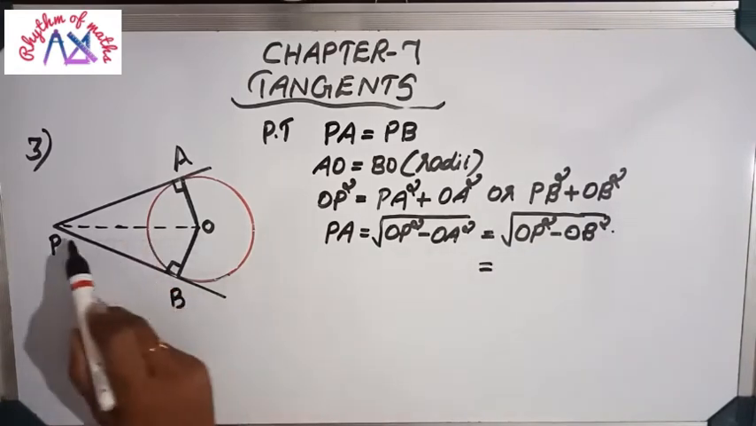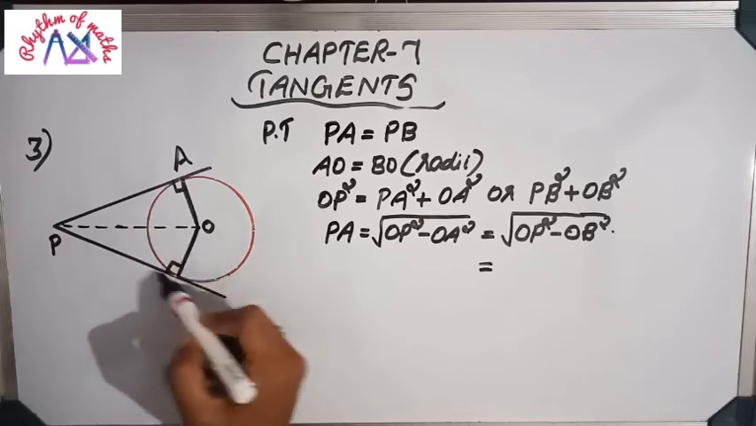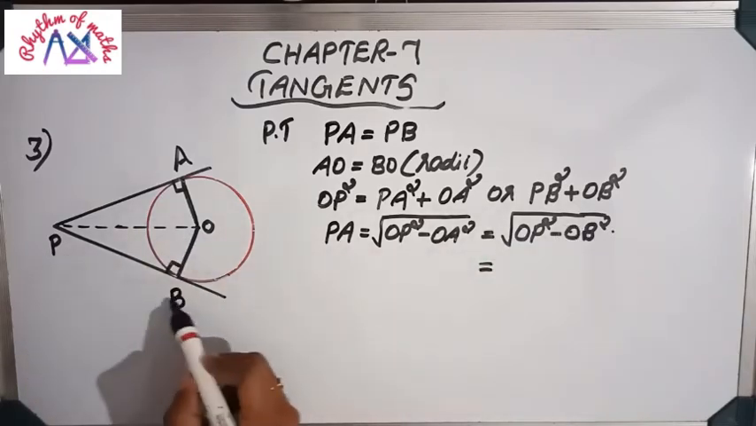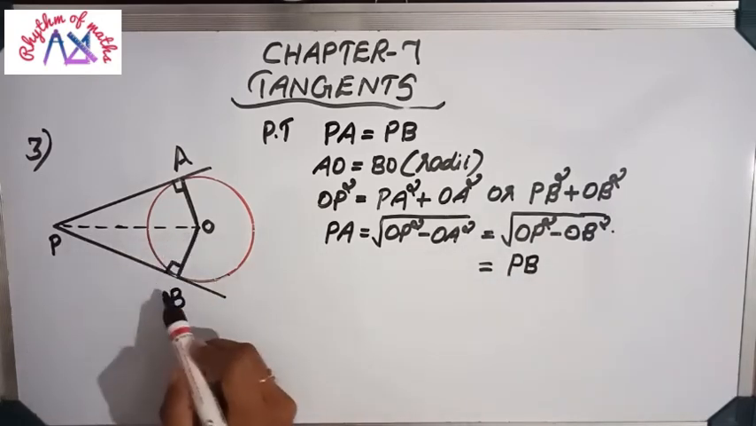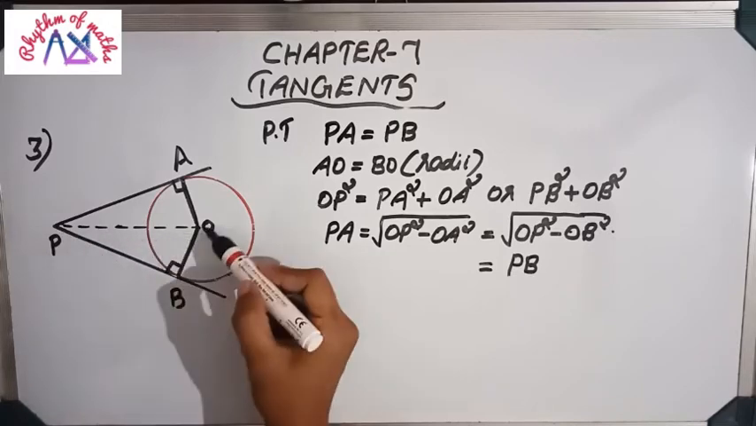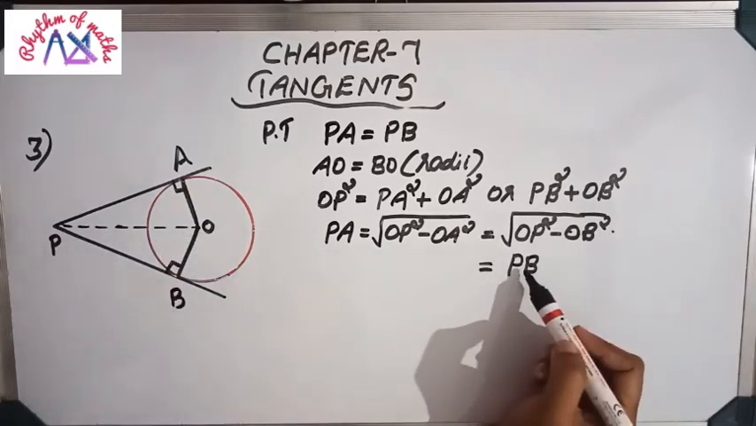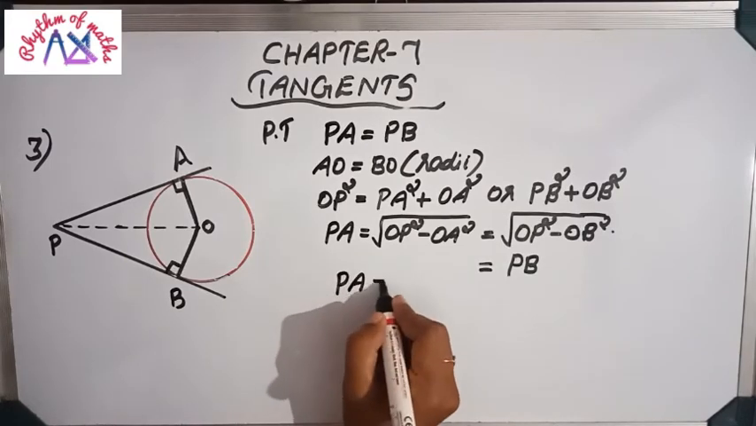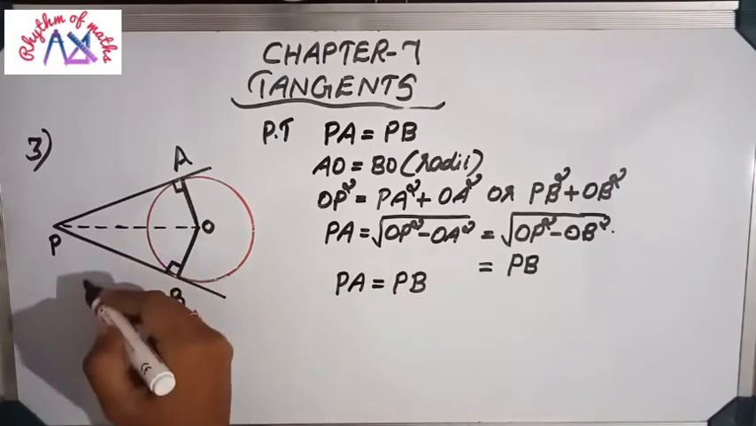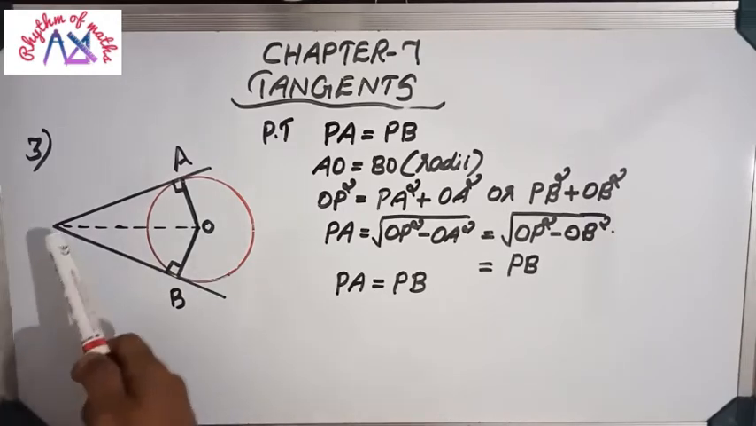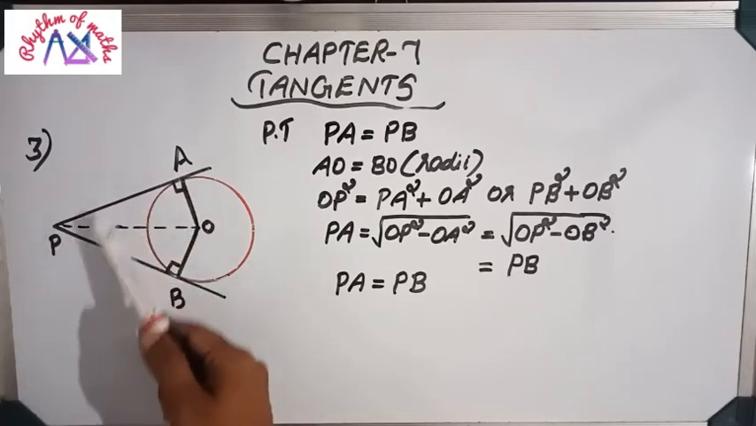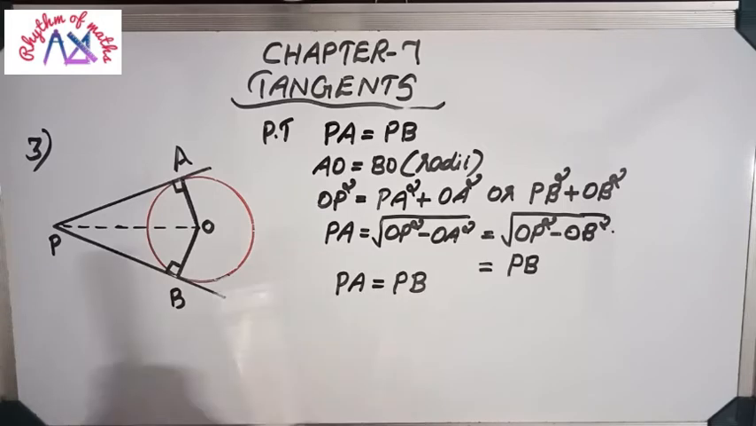No change. Now here OP square minus OB square, for the second triangle the answer will be what? It will be PB. So here the answer will be PB. If we consider the second triangle, PB's equation will be OP square minus OB square. The same answer PB we will get, that is PA equal to PB. That means the lengths of these two tangents are equal. From the outside point P, we have two tangents to the circle, and those two tangents' lengths are equal, PA equal to PB, just by considering the Pythagoras theorem. Okay, this is the first sub question answer.